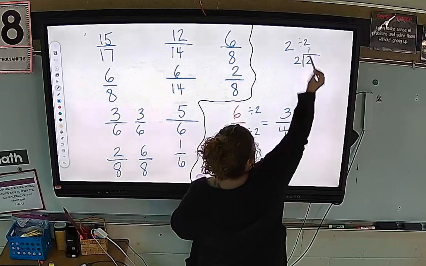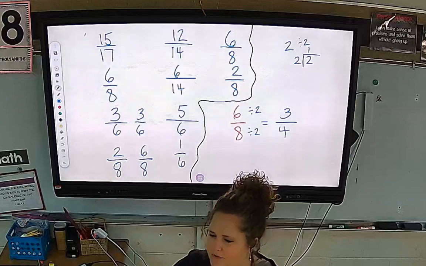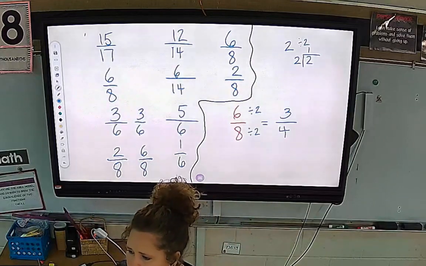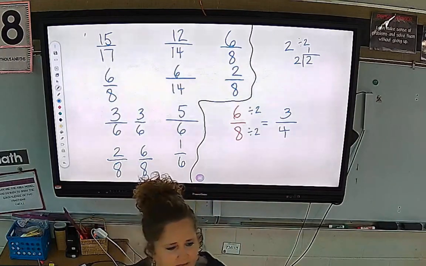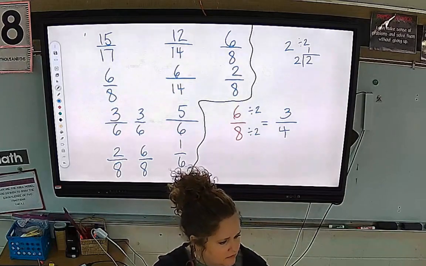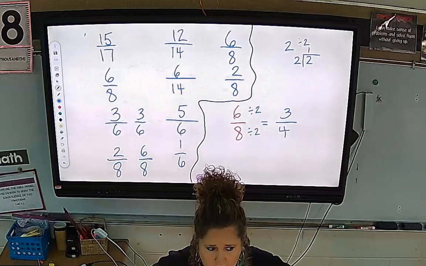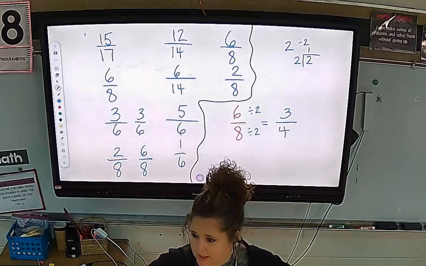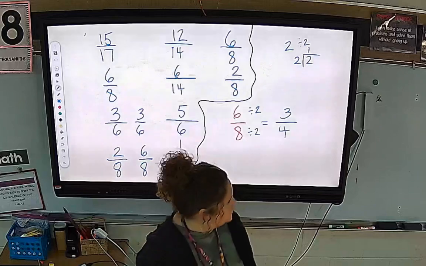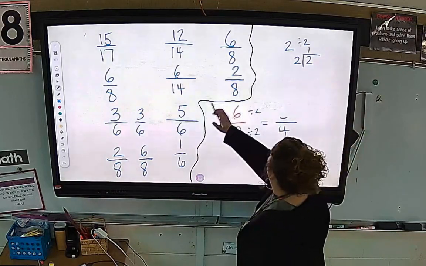Well, it's just 1. Any number divided by itself is always 1. If I have 5, how many groups of 5 can I get out of that 5? Just 1. If I have a million, how many groups of a million can I get out of a million? Just 1. Okay. All right, so Charlotte thinks she has an example for us.